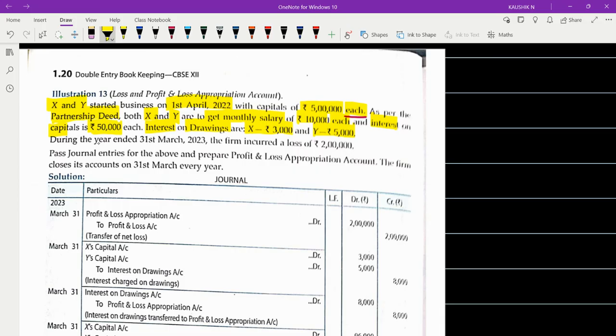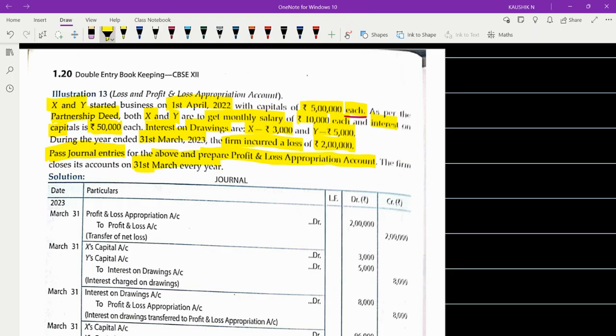During the year ended 31st of March 2023, the firm incurred a loss. What has happened? The firm has incurred a loss, and the loss value is rupees 2 lakhs. They are now asking you to pass the journal entries for the above and prepare the profit and loss appropriation account. The firm closes its books of accounts on 31st of March every year.